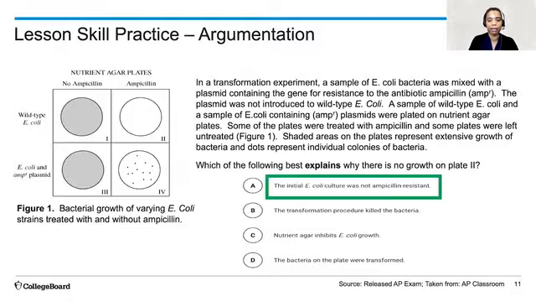Did you pick answer A? The initial E. coli culture was not ampicillin resistant. So because it's not ampicillin resistant, when you grow it in the presence of ampicillin, it's going to kill all of those bacterial cells.